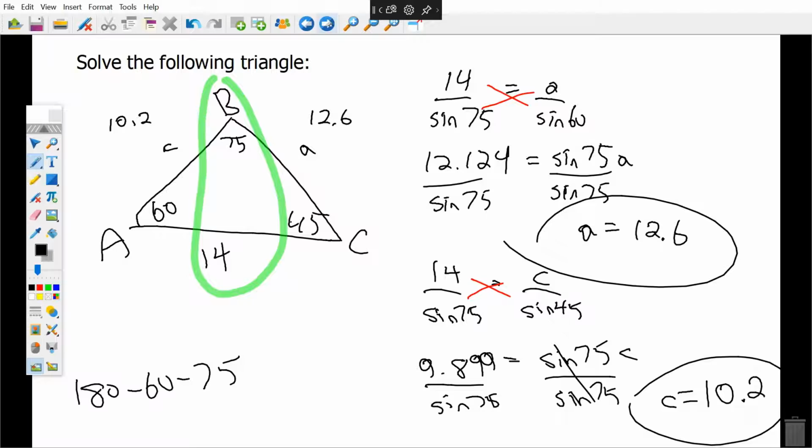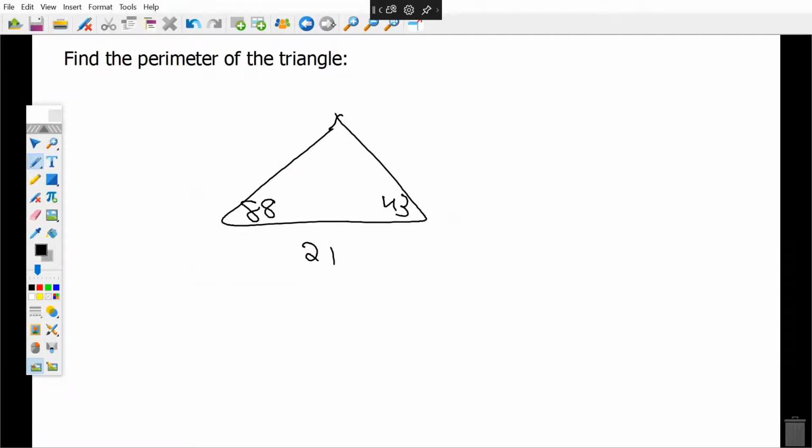Final question. This one's a little different. I need you to find me the perimeter of this triangle. Okay? So remember, the perimeter is the distance all the way around the outside. You're going to have to find me all three side lengths and add them together. Okay? So I'll give you a couple minutes to get started on that one.